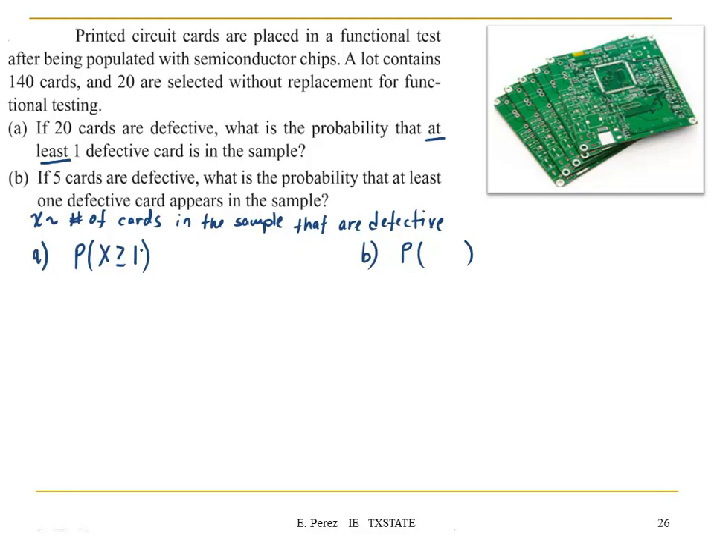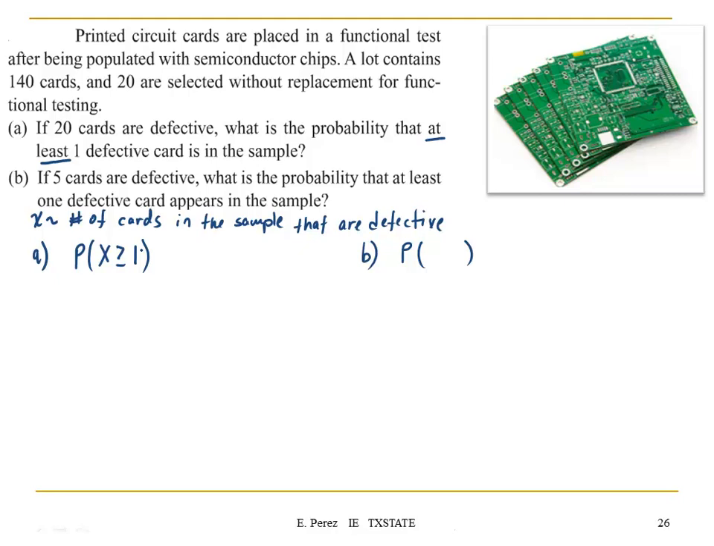Does that make sense? Okay, again, this is very important. You need to be able to define those probabilities. If you define that wrong, your problem is going to be wrong. You're going to be computing a wrong probability. So, again, very important point, how to define that.